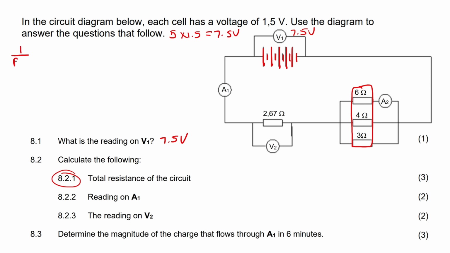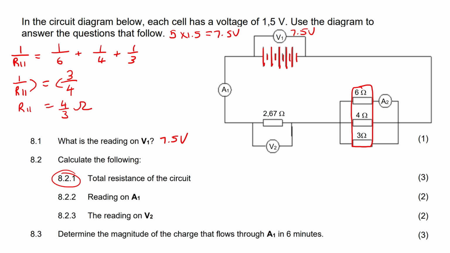You use the parallel formula, remember? So you say 1 over 6 plus 1 over 4 plus 1 over 3. If you type that all in, you end up with 3 over 4. Then you have to flip both sides upside down, so R parallel is equal to 4 over 3 ohms. Now we've got all of that combined, and we just add that with this one, okay? So 4 over 3 plus 2.67 will give you exactly 4 ohms.